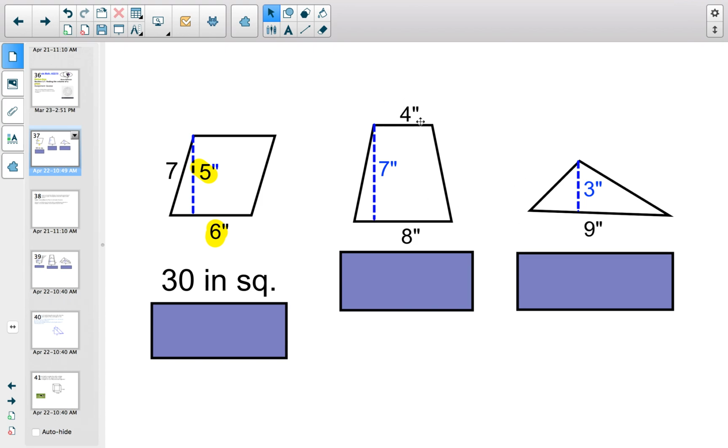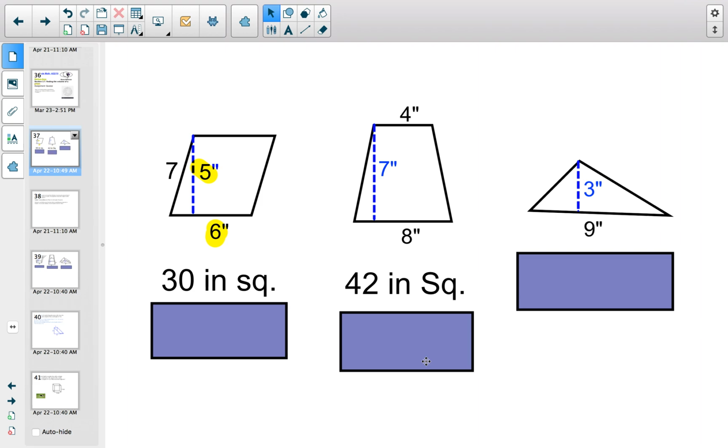Okay, right here, this is a trapezoid. Does anyone remember the area for a trapezoid? Well, we have to add the two bases. So we're going to do 8 plus 4 is 12, and we multiply it by 7, because again, this is the one where we take this and spin it around, and then we make a parallelogram. So we had 12 times 7, but now we have to do half of it because we have 2 of these trapezoids, and we would have 42 inches squared.